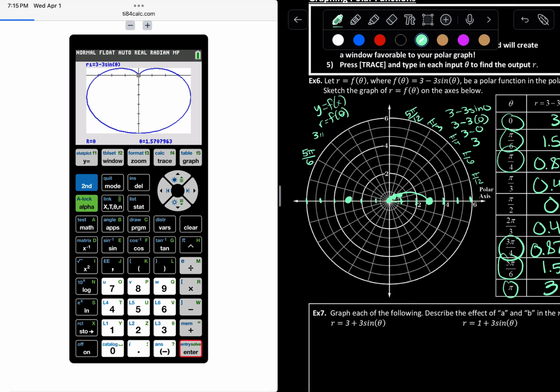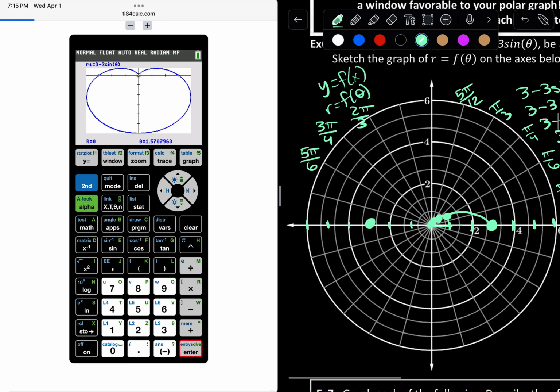And I might as well go ahead and finish this. This is 3 pi over 4, and then this will be 2 pi over 3. So 5 pi over 6 will be 1.5. So we'll be like here-ish.